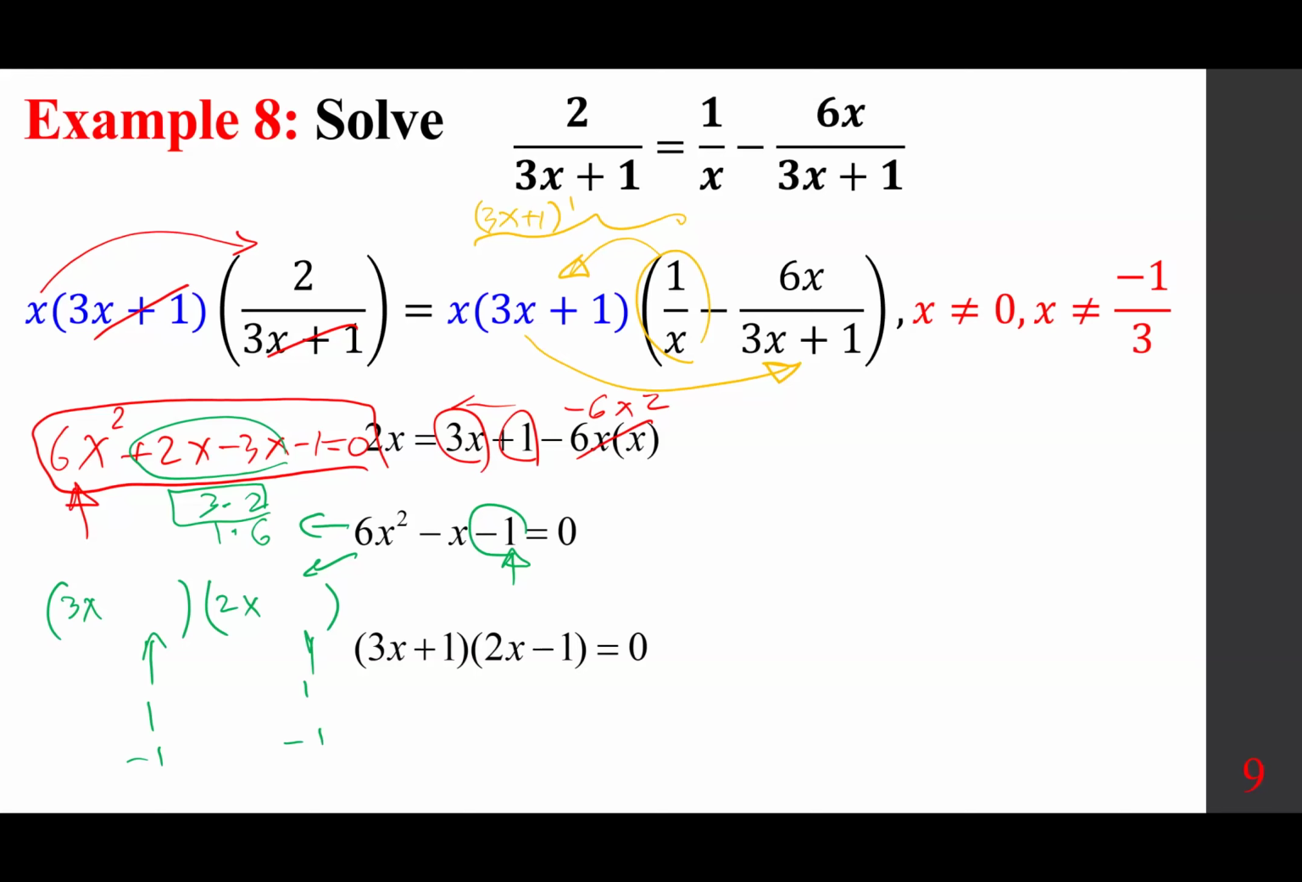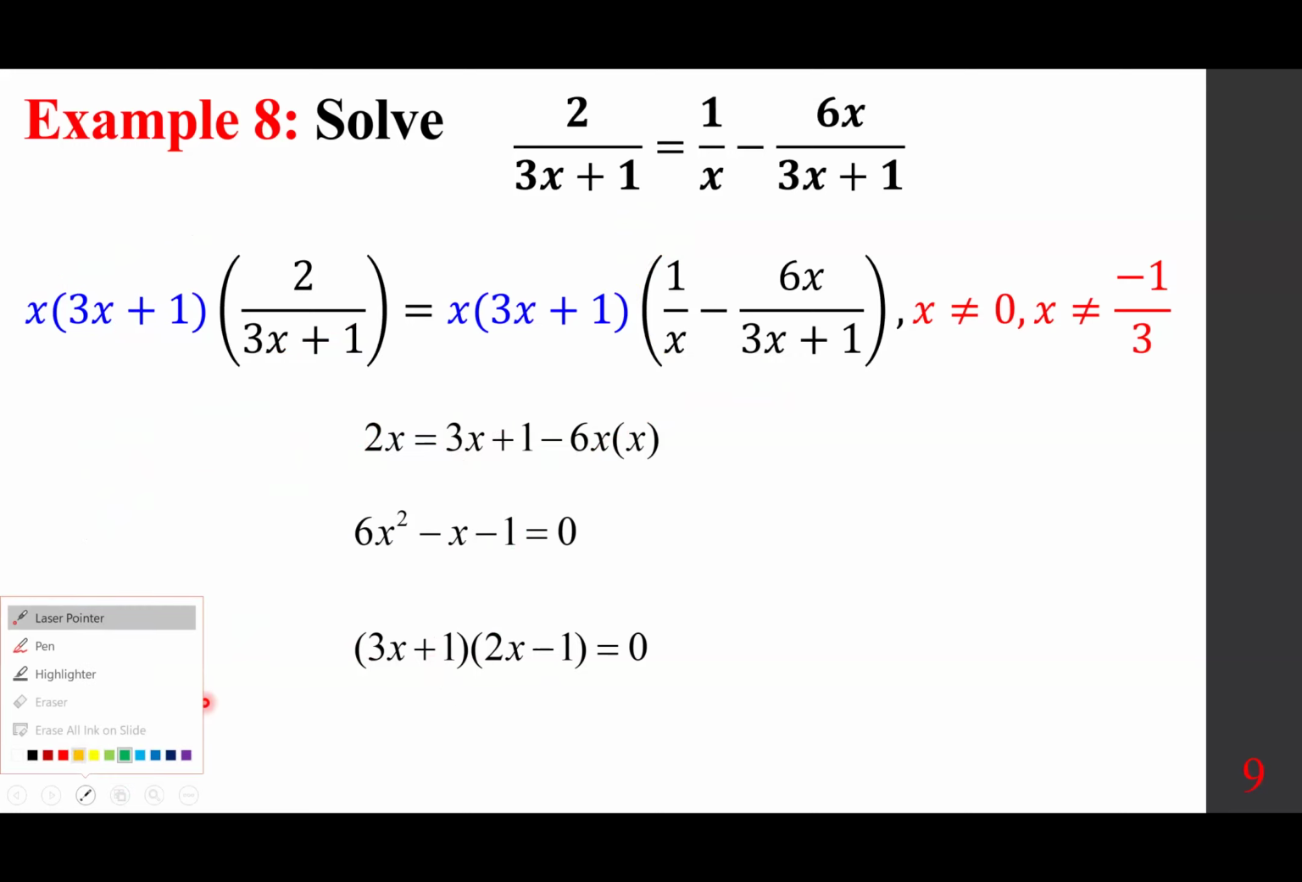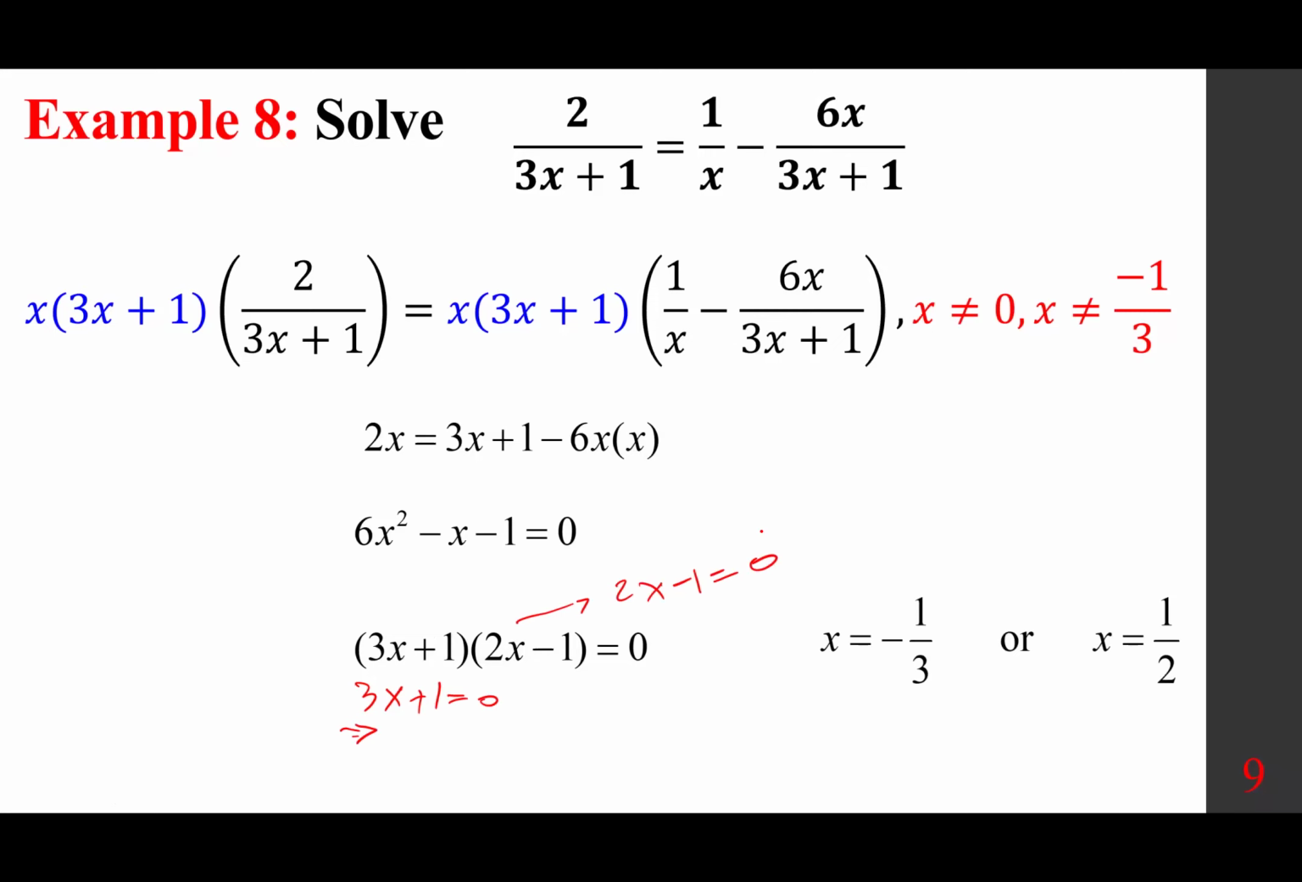Notice what should work is the middle term. This works out to 2x. This works out to minus 3x. And the sum should be minus x, and it is. Again, we will go over that with more details later on, although you have seen factoring before. So 3x plus 1 is 0. That means x is negative 1/3. 2x minus 1 is 0. That means x equals 1/2.